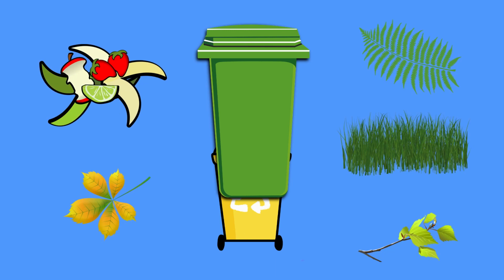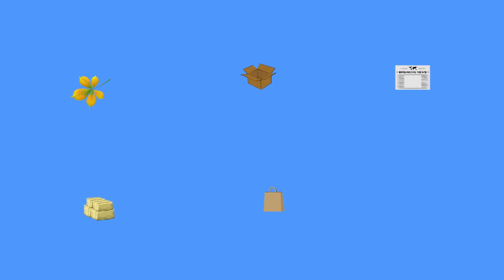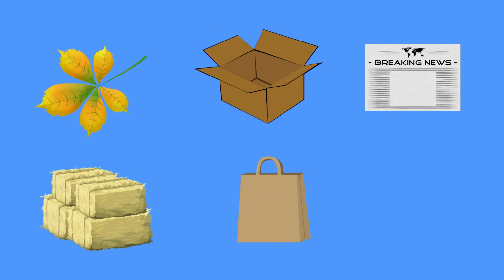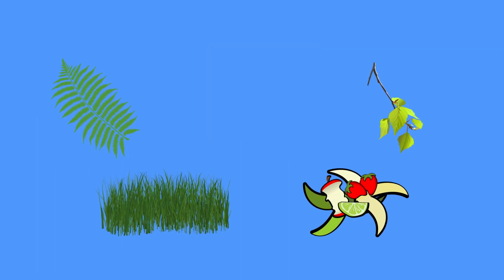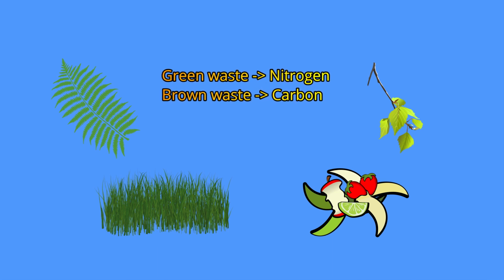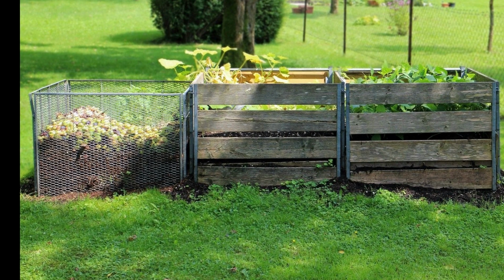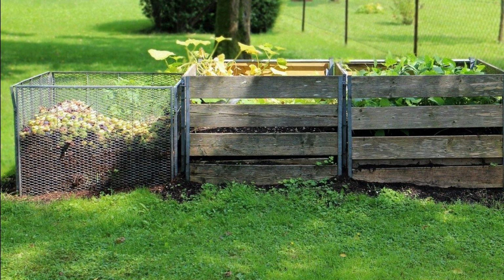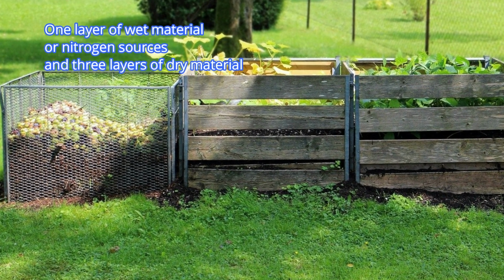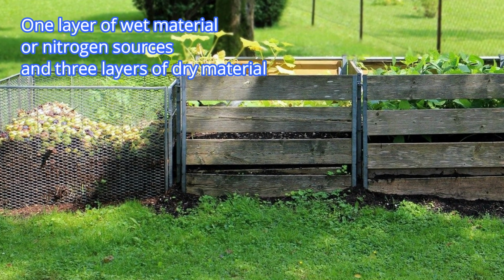The proportion of brown-colored waste, such as dry leaves, sawdust, newspaper sheets, must be twice the green waste, such as grass, fruits, vegetables. Green waste is rich in nitrogen while brown waste contributes to the carbon ratio in the mix. Distribute the waste in layers. 1 layer of wet material are nitrogen sources and 3 layers of dry material are carbon sources.